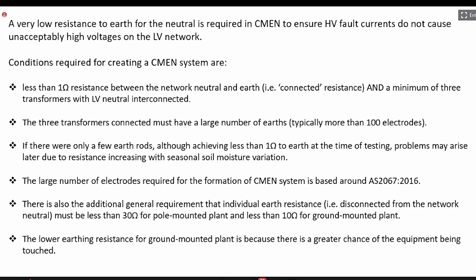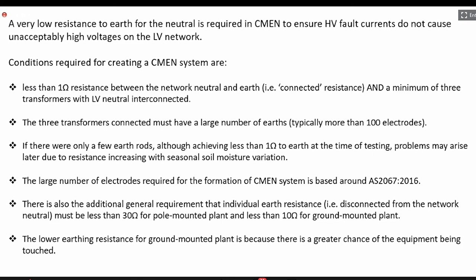Then the large number of electrodes is required for formation of a common system based on the Australian standards. You know that in most places, achieving less than 1 ohm resistance is quite a task. Then there is also an additional general requirement that individual earth resistance disconnected from the network must be less than 30 ohm for pole mounted plant and less than 10 ohms for ground mounted plants. So that means, say that you have 5 earth pits where each earth pit has an earth rod or earth conductor which we connect together to form our earthing system.